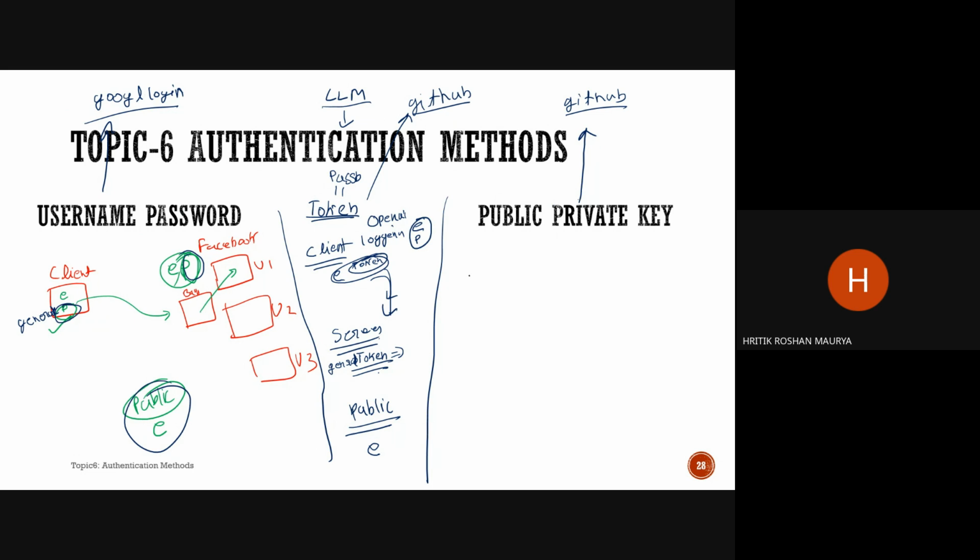So what is the public private key? There is a client. Am I audible? Yes, sir. So this is a client. The client generates a public key and a private key. It generates two things, and it is regenerable. It can be generated again and again, and each time it will be different. The public key will look something like this. It is just a string, A, B, C, 1, 2, 3, a very long string. The private key is also a string.